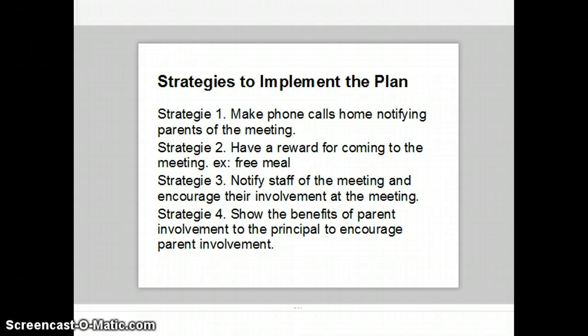Strategy four, you've got to show the parents the benefits of their involvement, and you have to show it to the principal also. You've got to try to encourage the principal to encourage parent involvement also. Since he is the leader of the school, he needs to be in charge of trying to get parents more involved.